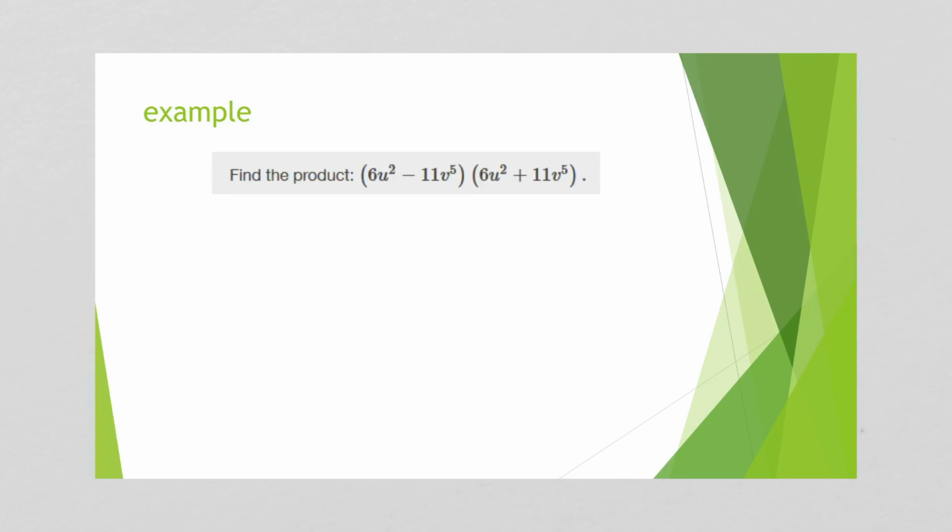Last one. This and this match. Yep, this and this match, but one's a plus and one's a minus. That's great. So we're going to multiply. 6u squared times 6u squared is 36u to the 4th power. Multiplying 6u squared times 11v to the 5th is positive 66u squared v to the 5th. I really have to say that carefully.